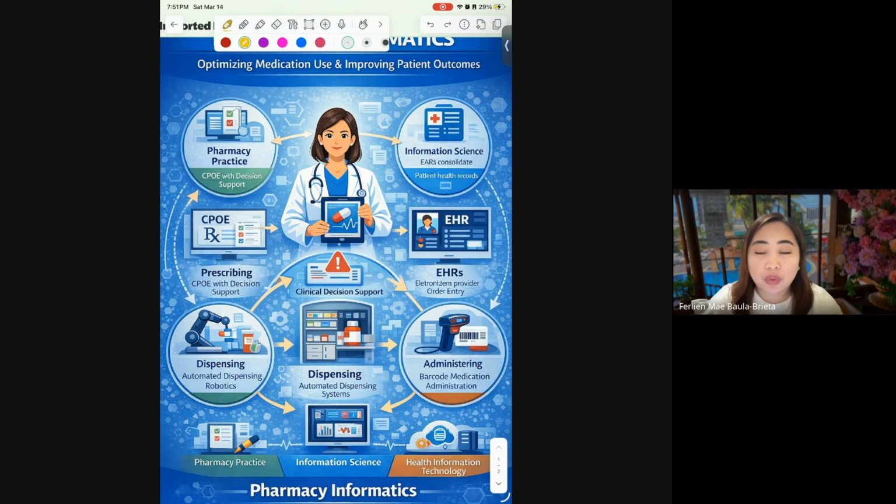We will begin with Module 7. The first module that we are going to have is on pharmacy informatics in the medication use process. I am projecting right now on the screen an infographic that will summarize and represent all the vital information about pharmacy informatics in the medication use process.